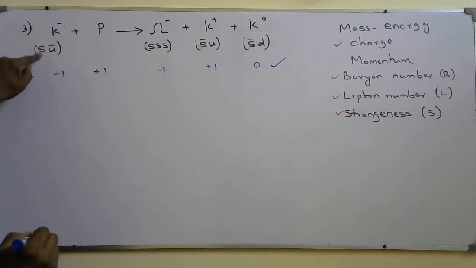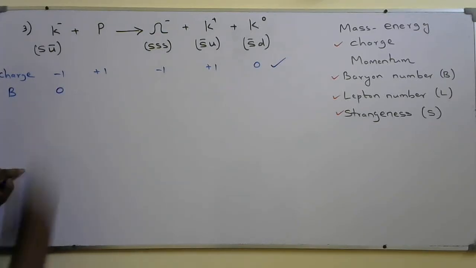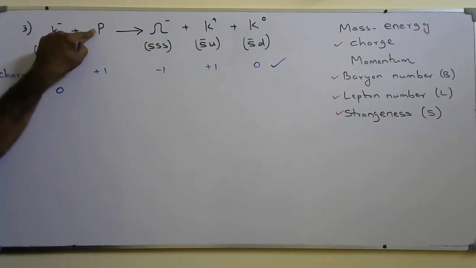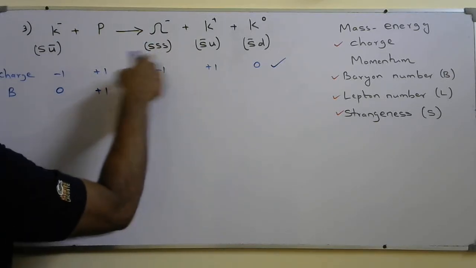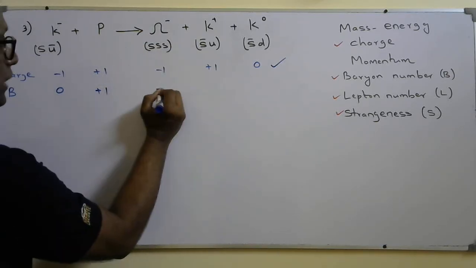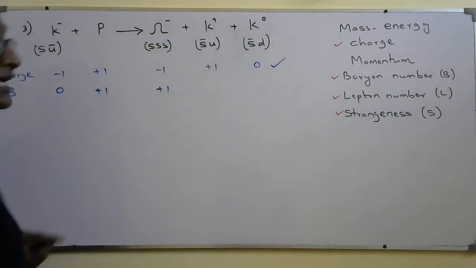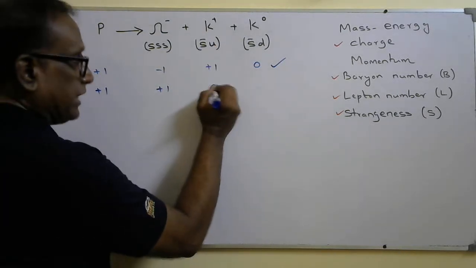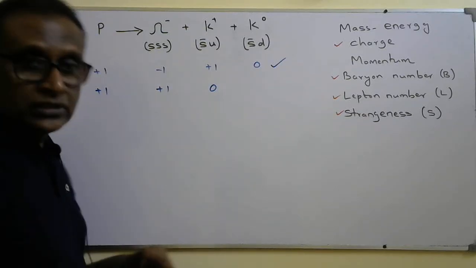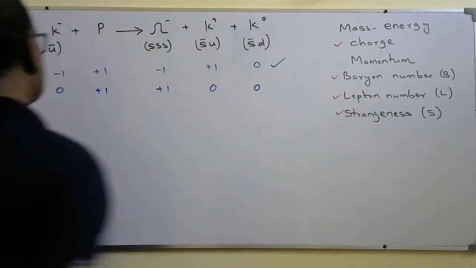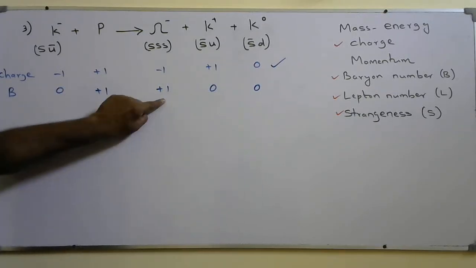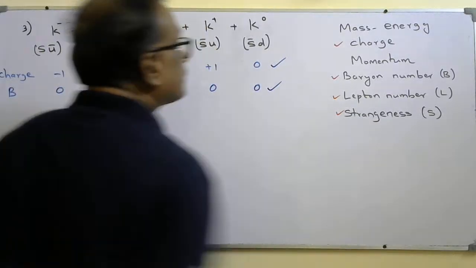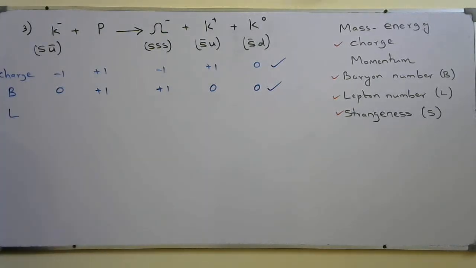Then baryon number. K minus is a meson because it consists of a quark and antiquark. So meson means baryon number 0. We know proton is a baryon, plus 1. Omega consists of 3 S quarks, so it's a baryon, plus 1. K plus is a meson because it consists of a quark and antiquark, 0. Baryon number for a meson. Then this is also a meson, 0. So before interaction, baryon number plus 1. After interaction also, baryon number totally plus 1. So that is conserved.